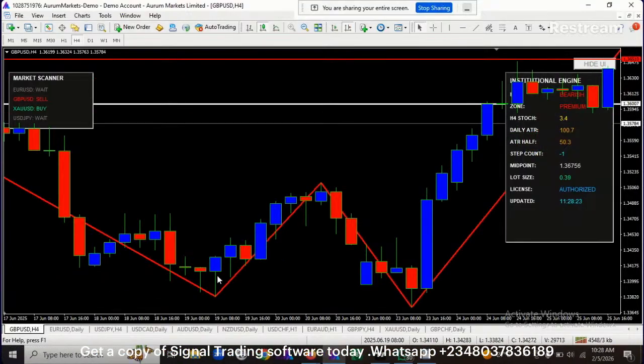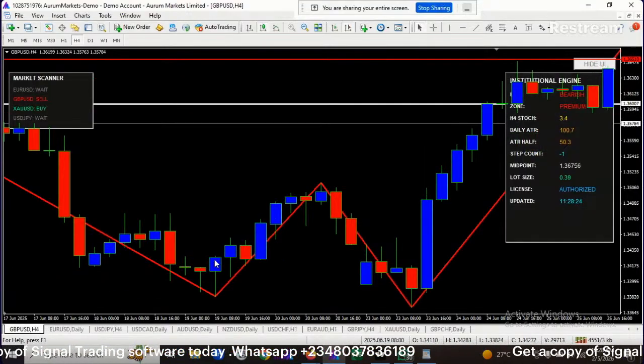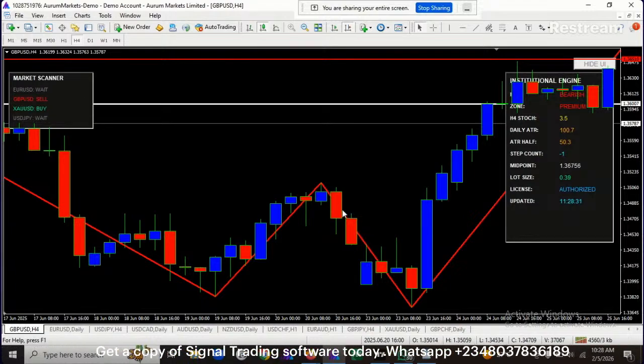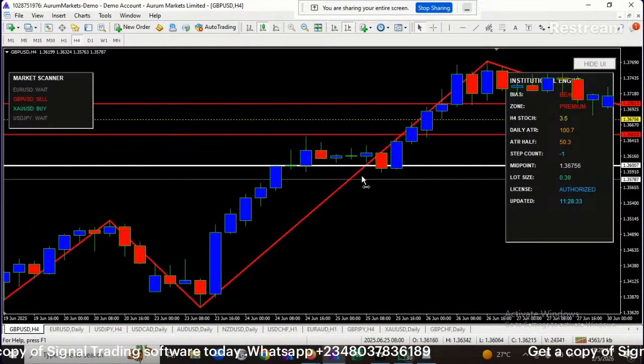Yes, okay, so this is another valid hammer. After the formation of this hammer, execute your trade and you would have made good profit here. Okay, so that's it for hammer. Then the last one is engulfing.